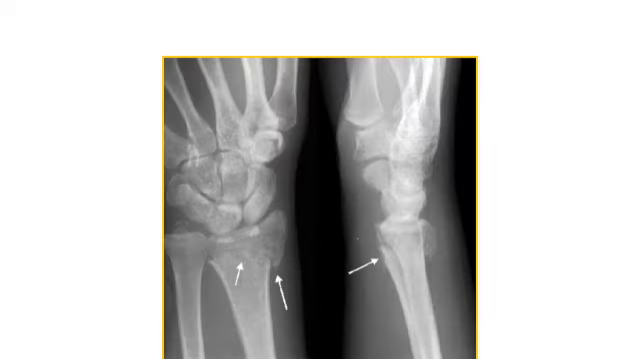Here's another couple pictures of a torus fracture. Again, we get a lot of information from a PA view, but also realize that a lateral view is going to have a lot of benefit as well.